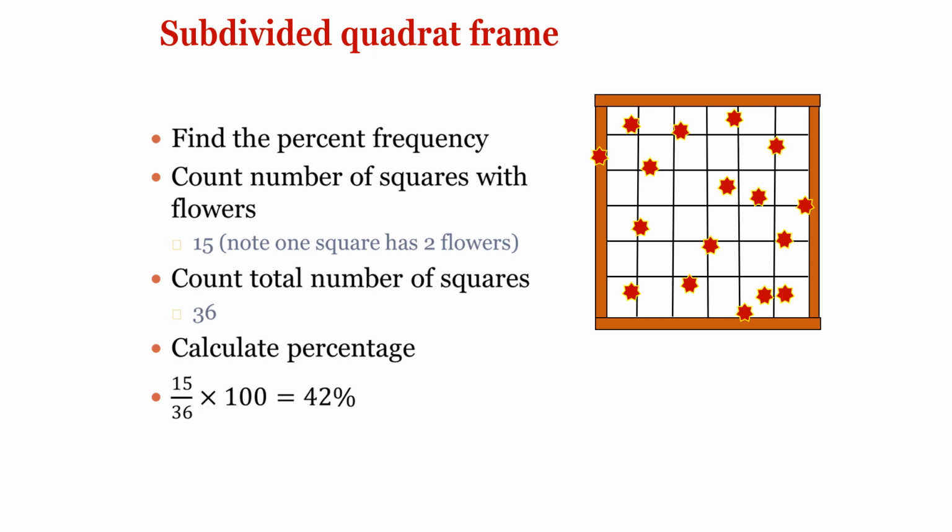Then count the total number of squares. So the total number of squares here are 36. Now let us just calculate the percentage. So the percentage in this case is 15 squares with flowers divided by the total squares multiplied by 100. So 42%. So the percentage cover or the percent frequency of this particular flower species is 42% in this particular quadrat.